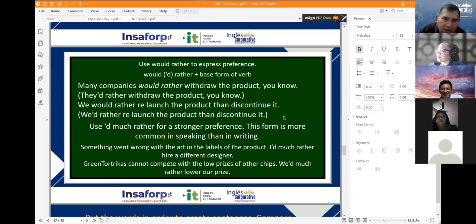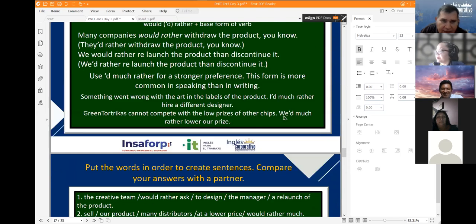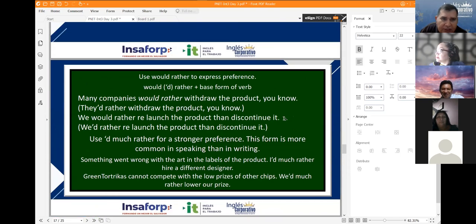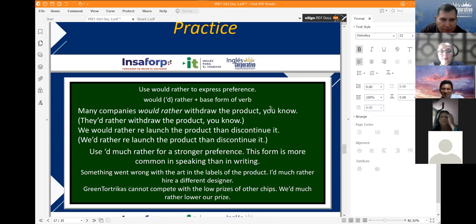The task. Over here, this is from the book. This is the explanation that they give you in the book, okay? Use would rather to express preference. Would rather, would is contracted, apostrophe D. And then the base form. Teacher, what is the base form? Go, study, play, visit, okay? Base form. That is the simple form of the verb.